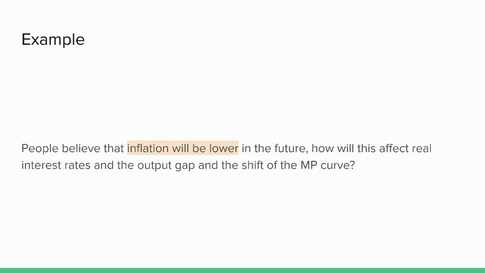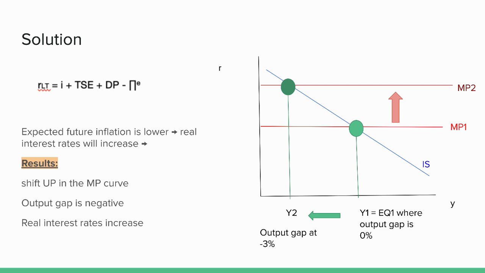So let's do an example. People believe that inflation will be lower in the future. How will this affect real interest rates, the output gap, and the shift of the MP curve? I made a graph here. We can see that expected future inflation is lower. That means real interest rates will increase. Therefore, it's a shift up in the MP curve, as we discussed, and the output gap must be negative. And again, as we said, real interest rates also increase.